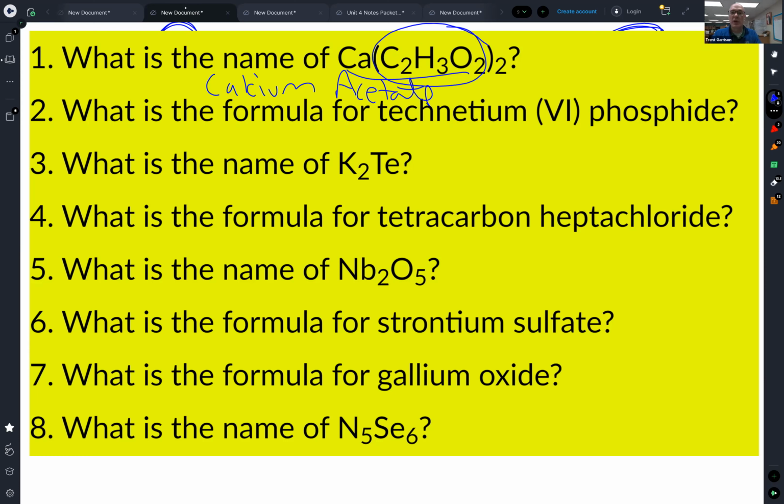It has a charge of -1. Those 2 charges got crisscrossed and it balanced out, but we don't have to do that. All we have to do is just write a name. Calcium acetate.